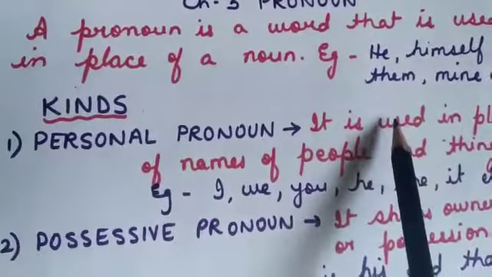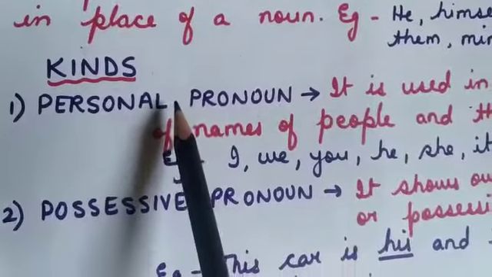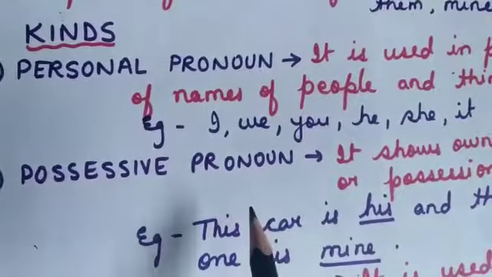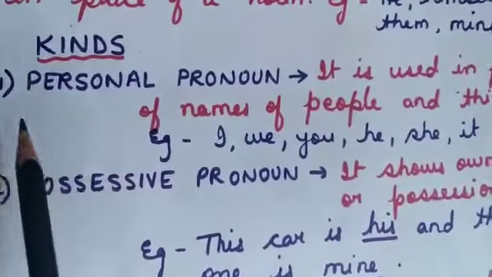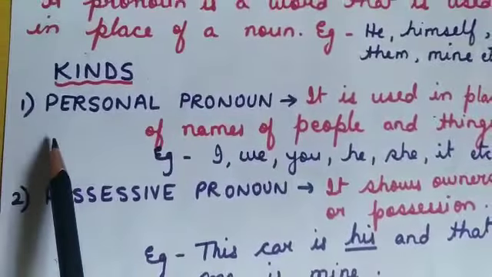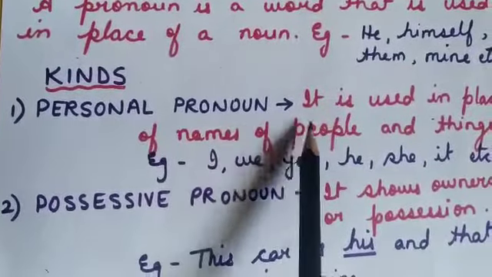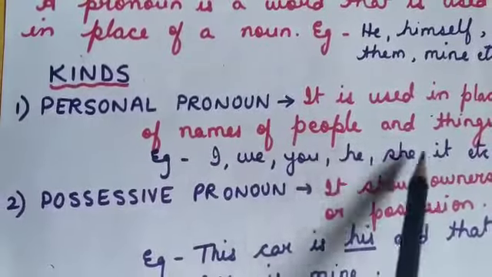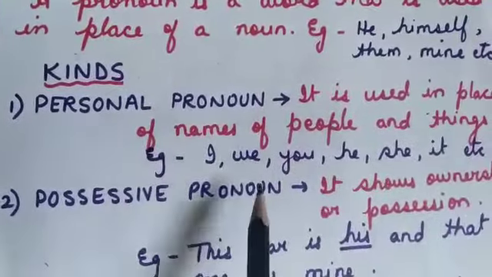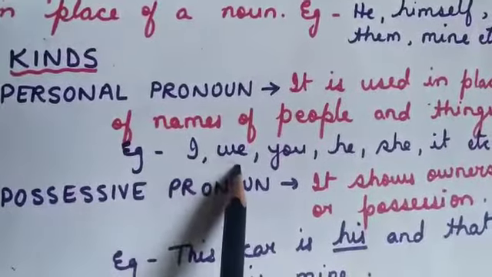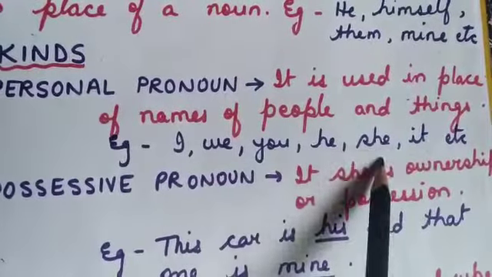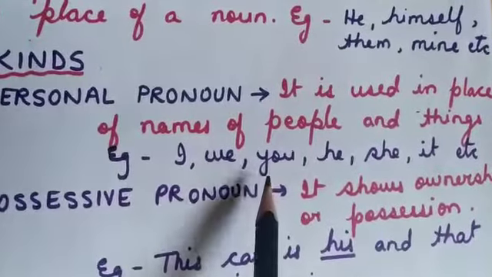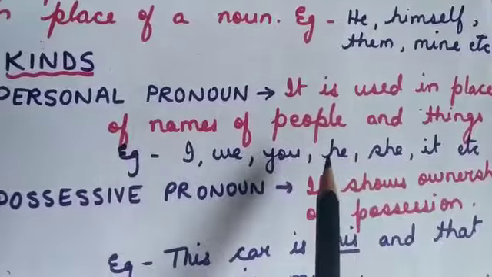Now we'll study about the kinds of pronoun. In this chapter, we'll study about 9 kinds of pronoun. And the first one is personal pronoun. It is used in place of names of people and things. Like I, we, you, he, she, it. They are all personal pronoun because they stand for 3 persons.